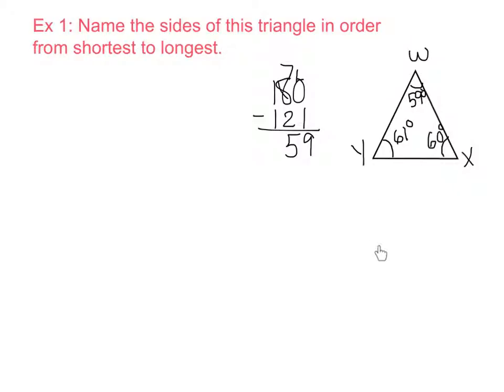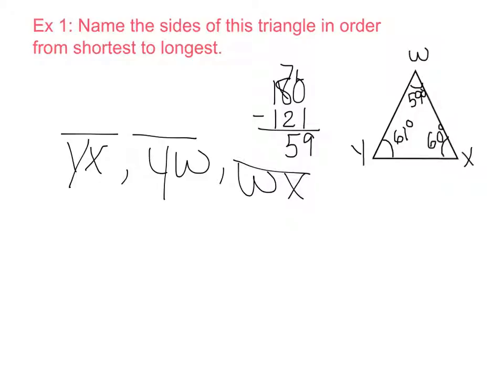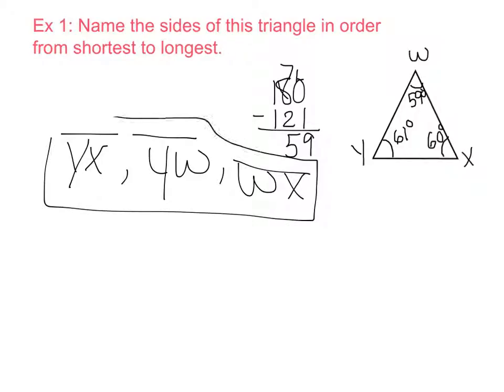So if they want us to name the sides of this triangle in order from shortest to longest, we can say the shortest would be YX because it's across from angle 59 degrees. So that's the shortest side. The next shortest would be side YW. And then the longest side would be across from 61 degrees, so that would be WX. This would be your answer for this question.